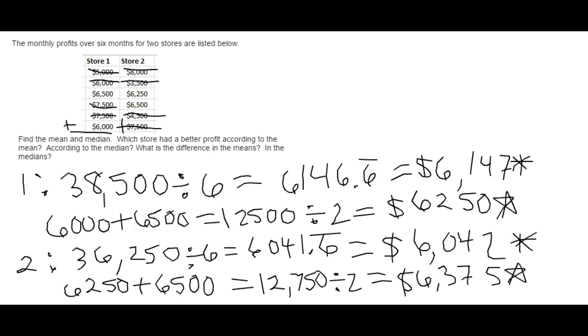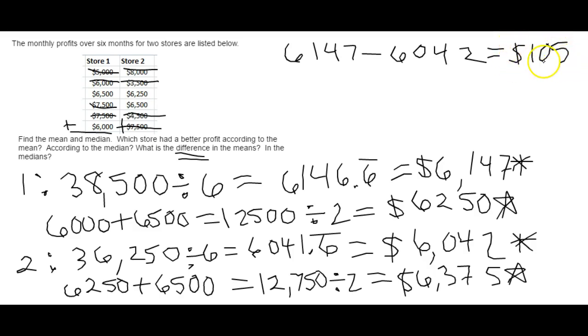So then two last questions about this. First is, what is the difference of the means? Difference is a fancy word for subtract. So we're going to take the bigger one, 6147, and subtract 6042. That gives us 105. That's the difference in the means, and then also the difference in the medians.